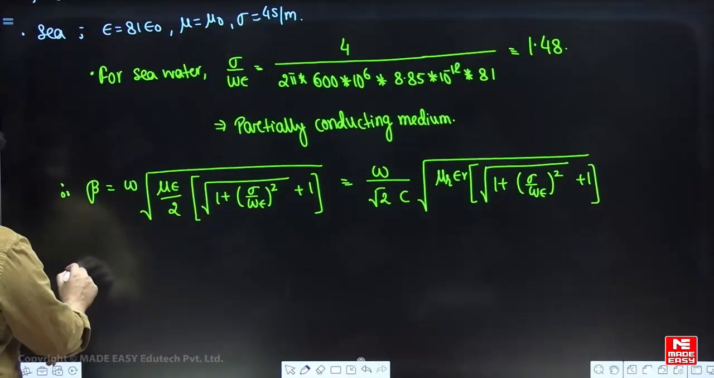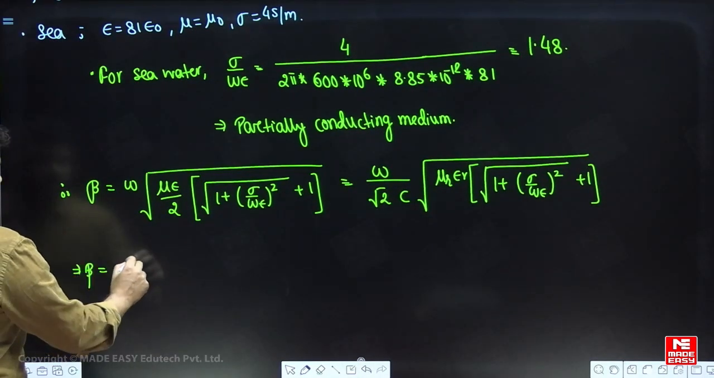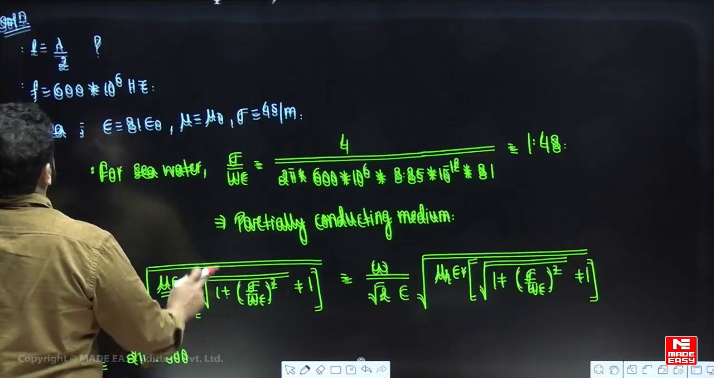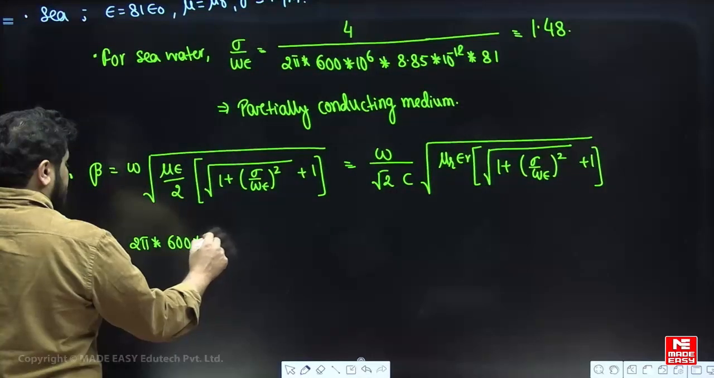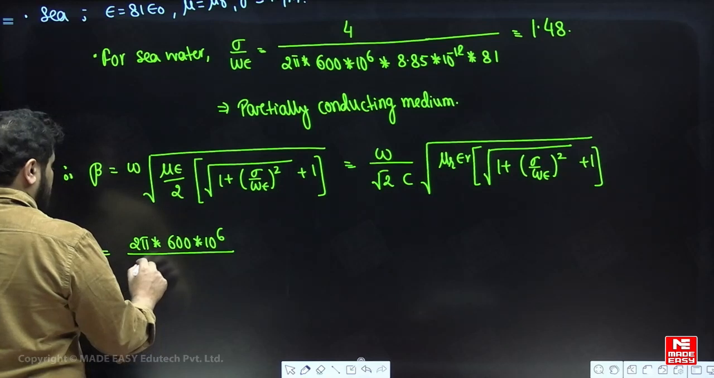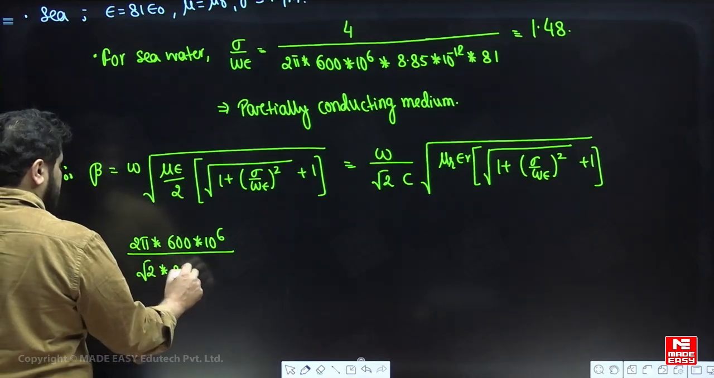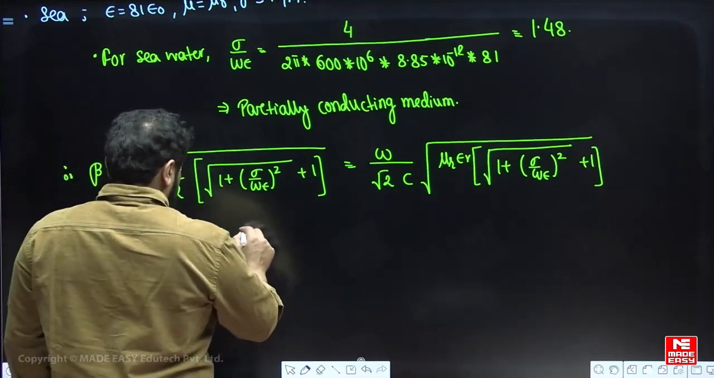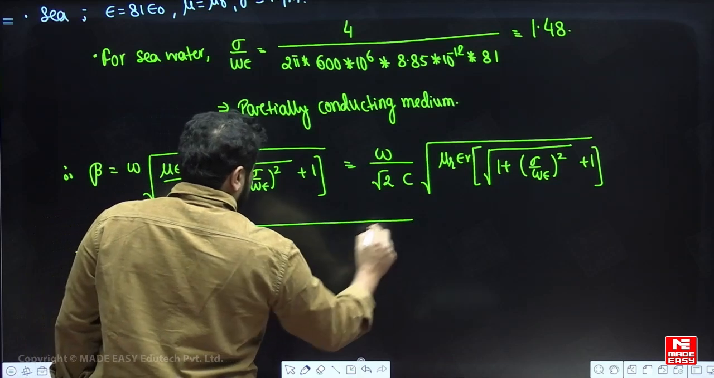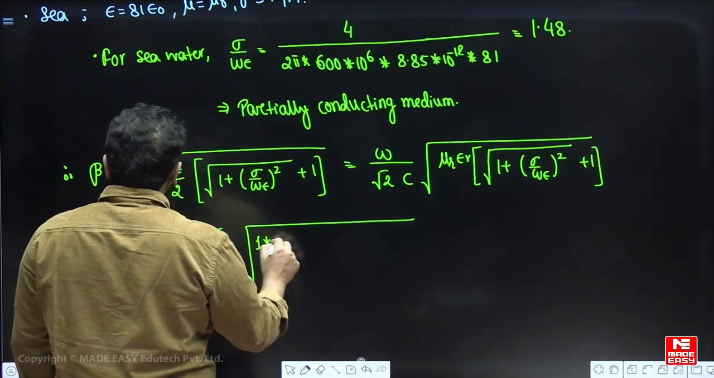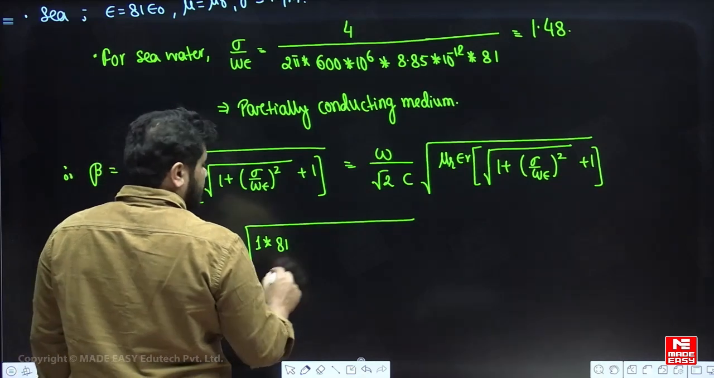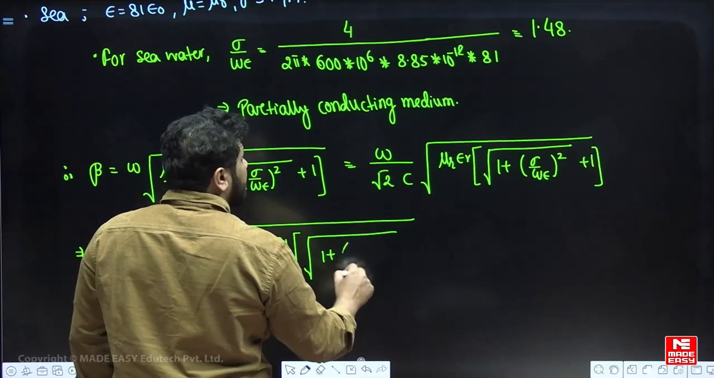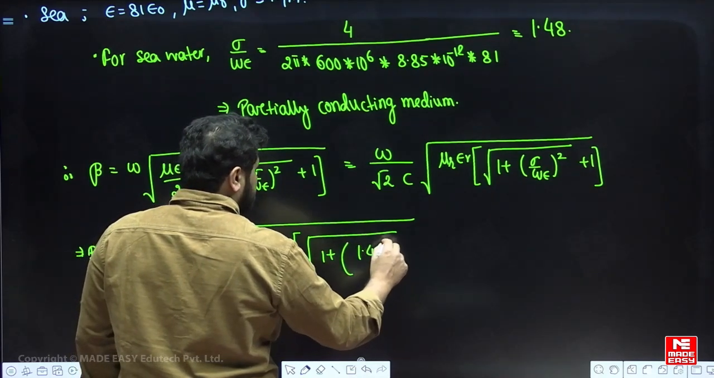Fine. So therefore beta is equal to omega, that is 2 pi, frequency is 600 megahertz, isn't it? Yes. So 600 into 10 to the power 6 upon root 2, c is how much? It is 3 into 10 to the power 8. Correct. Root under mu r is 1, epsilon r is 81, into root under 1 plus sigma upon omega epsilon, 1.48 whole square, plus 1.